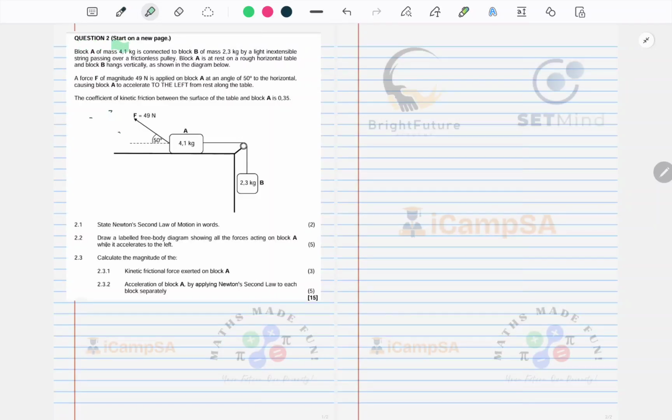They're saying block A of mass 4.1 kg is connected to block B of 2.3 kg by a light inextensible string passing over a frictionless pulley. This is a pulley. Block A is at rest on a rough surface. So now we should note we have something here which is rest, then we've got a rough horizontal table. Then block B hangs vertically as shown in the diagram below.